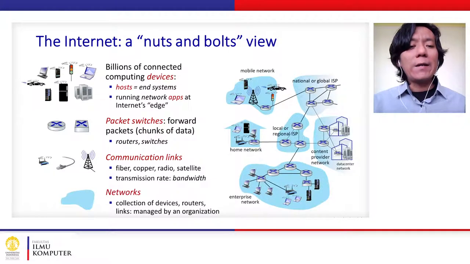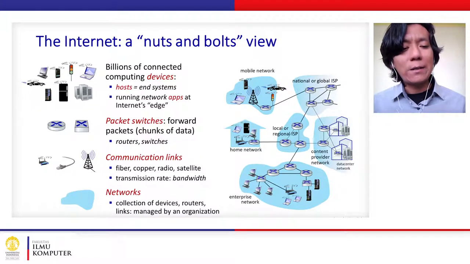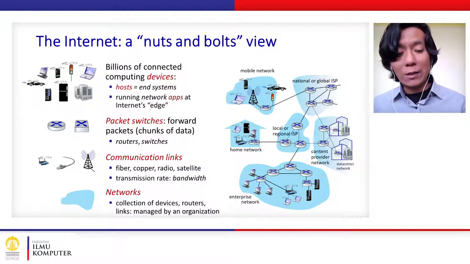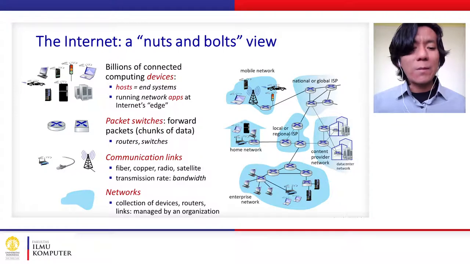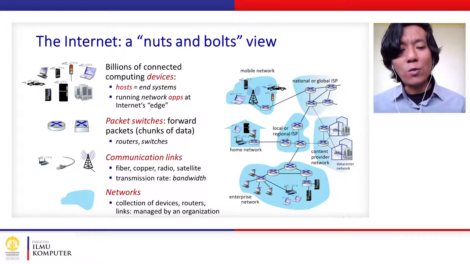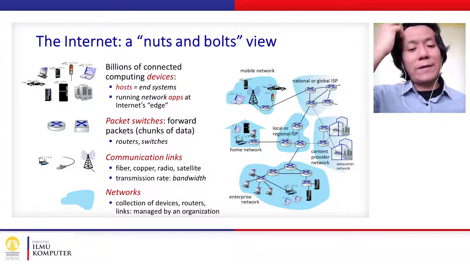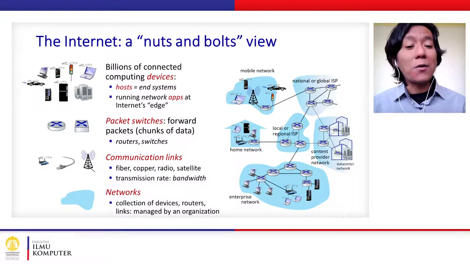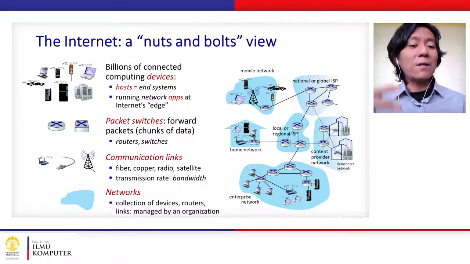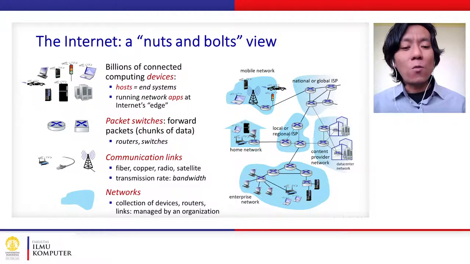Okay, and from this network of networks, we can separate it into smaller networks. Basically, the internet can be divided into smaller networks in which each network is managed by, for example, offices or maybe residential areas. In your house, you will have a small home network which consists of one router and also several devices.